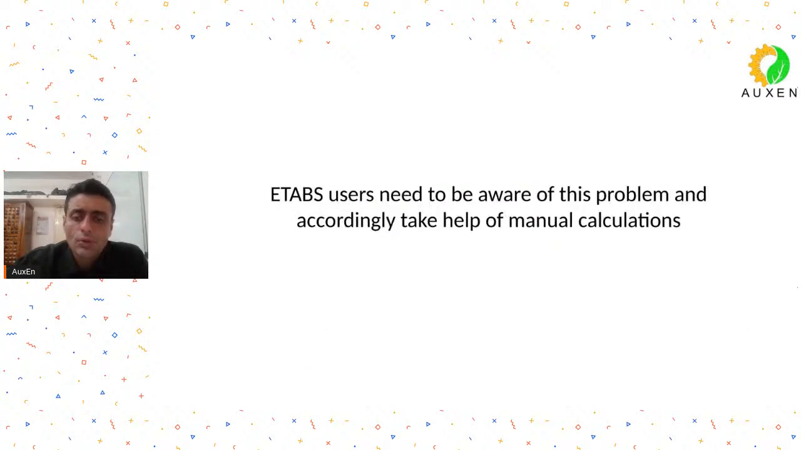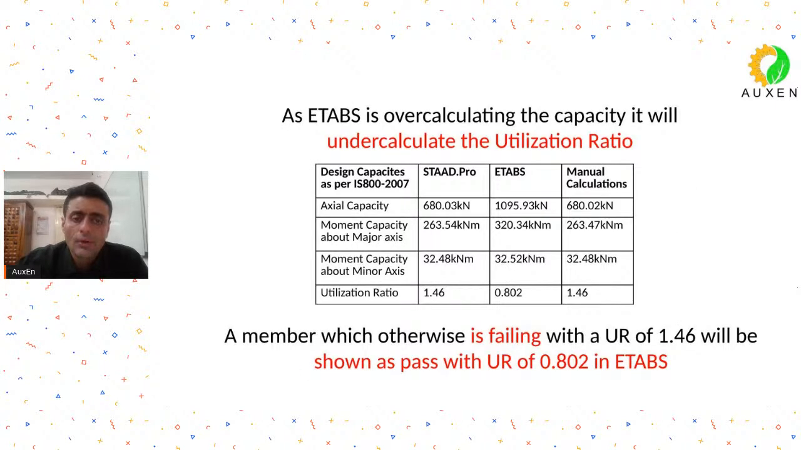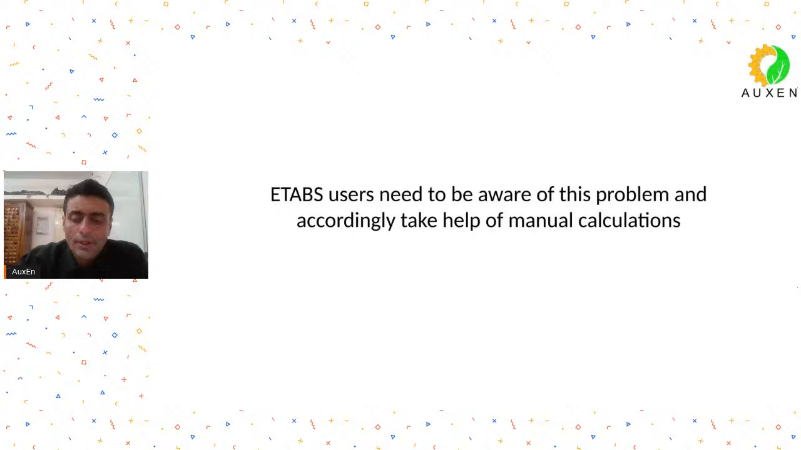So especially if you are using ETABS for structural steel design, and especially if you are doing these types of structures, you have to be very, very careful. Beware that ETABS is making this error in steel calculation. To conclude, ETABS is not able to do the design for slender webs properly as per the codal provision, leading to under-calculation of utilization ratios. Good. So this was the second problem that I had to discuss.